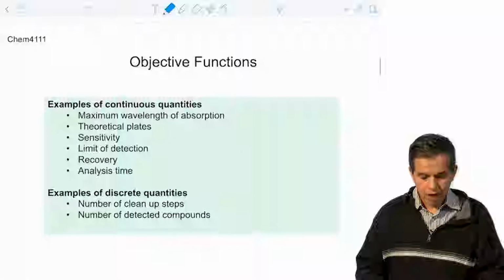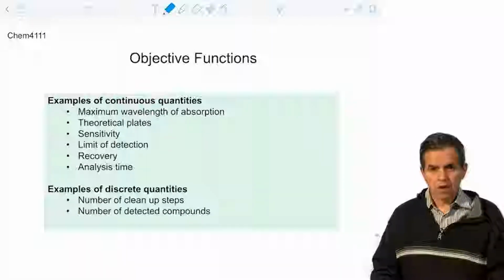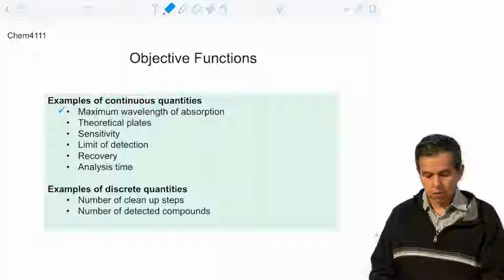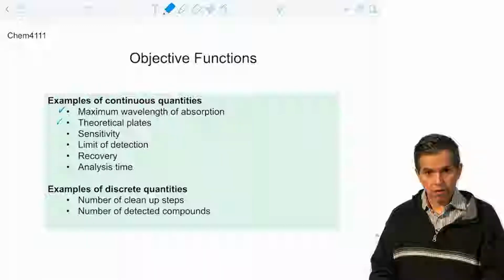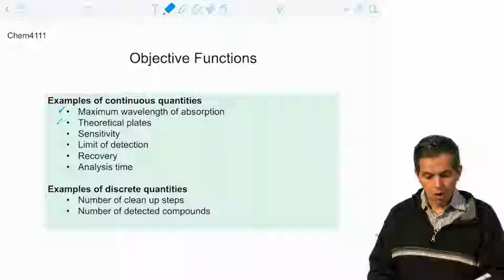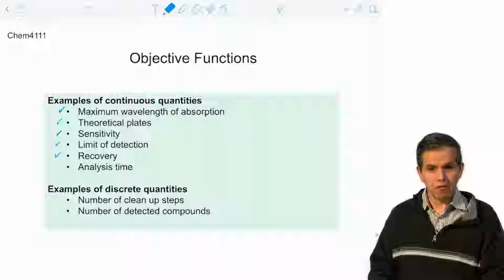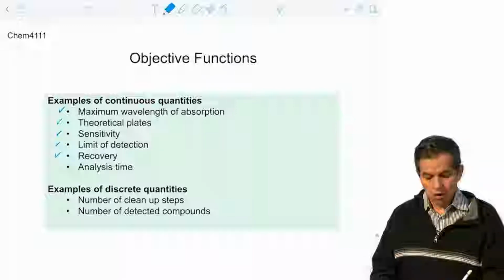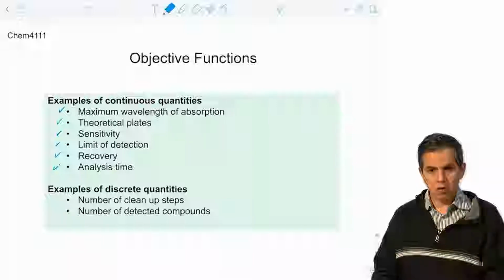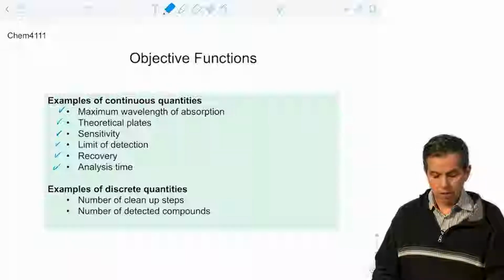And this is what we define as an objective function. For example, we can think of, as we mentioned before, finding and optimizing the maximum wavelength of absorption, or the theoretical plates so that the separations are effective, or the sensitivity of a calibration curve, or the limit of detection of a measurement or a method, or the recovery of an analyte from a complex matrix, or the time that it takes to complete the analysis. All of these are continuous quantities because it could be any value in a given set or range.